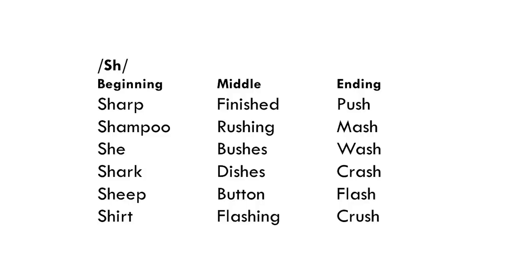Now we'll take the sh sound, that is S and H, both sounds together, sh. In the beginning, sharp; in the middle, finished; at the end, push. And some more examples: shampoo in the beginning, rushing in the middle, mash at the end. She in the beginning, bushes in the middle, and wash at the end. We have many sh sound digraphs.